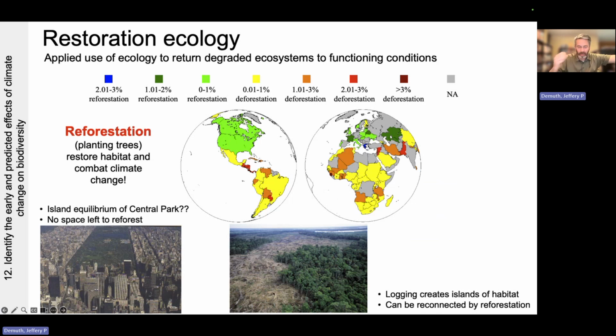We talked about that back in the population ecology lecture, where some species will actually thrive on the edges here, but some require deep old forest and some require new fast growing forest. So it's a complex issue.